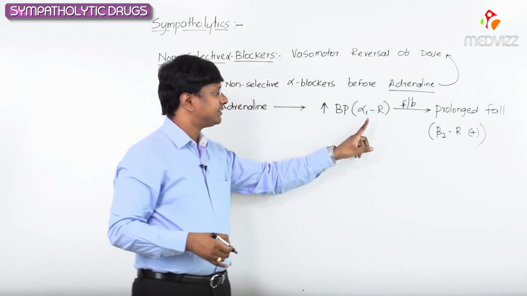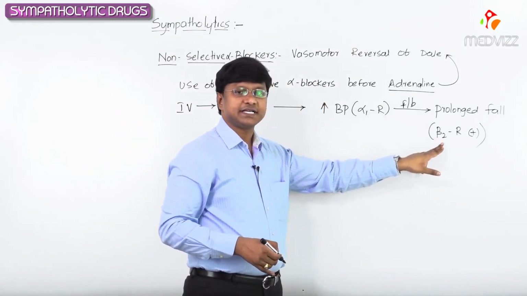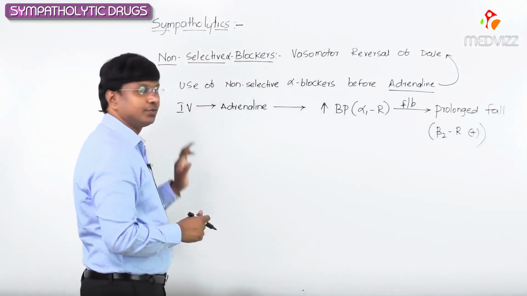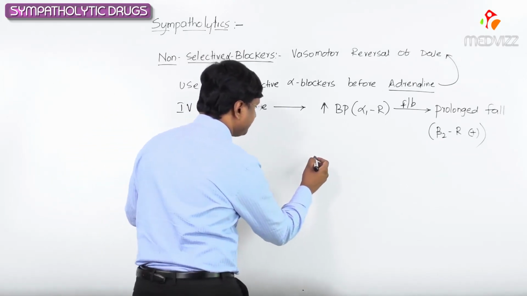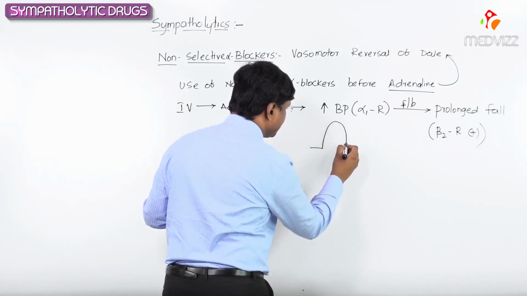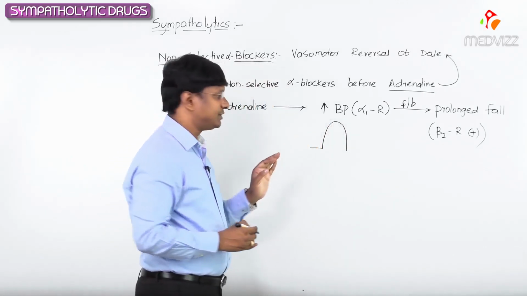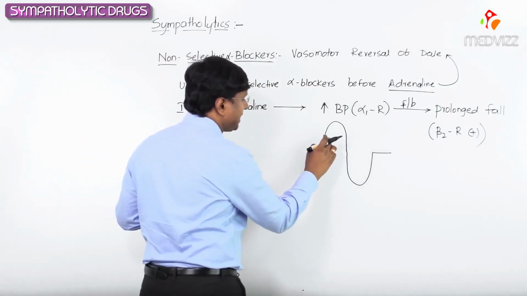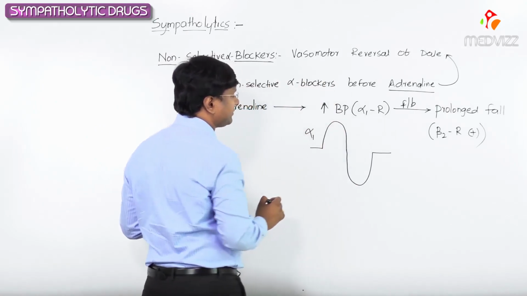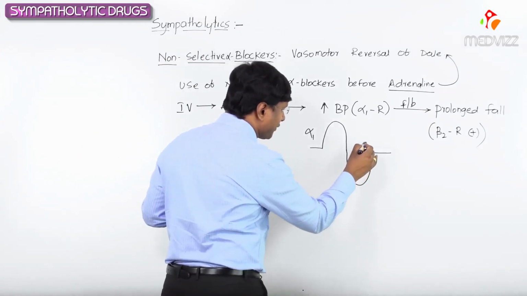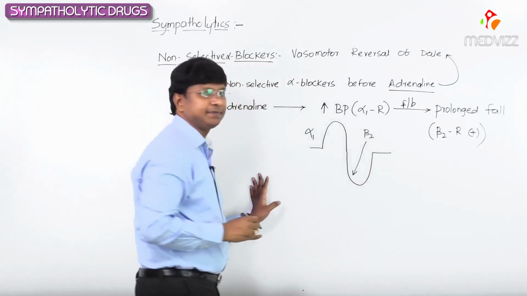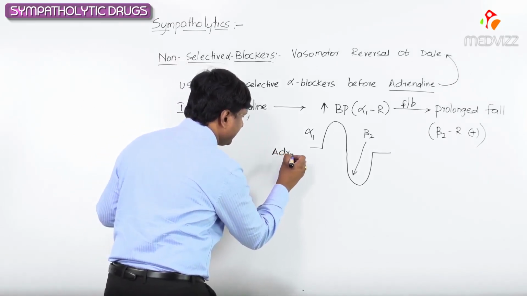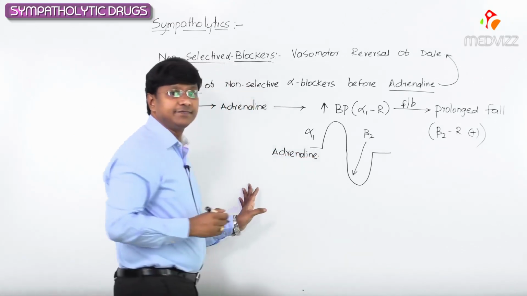So if alpha 1 receptors are stimulated, there will be an increase in the blood pressure, and if beta 2 receptors present within the blood vessels are stimulated, there will be a fall in the blood pressure of the individual, that is vasodilation. So with adrenaline, there will be an initial increase in the blood pressure, followed by a prolonged fall. The initial increase is because of alpha 1 receptor stimulation, and the fall is because of beta 2 receptor stimulation. So this is what will happen normally if adrenaline is given.